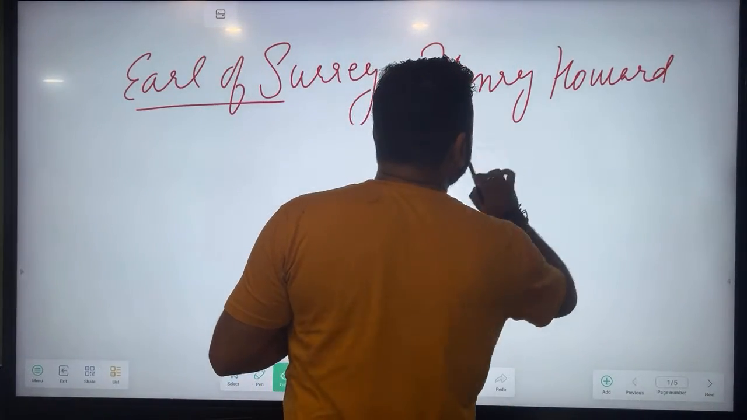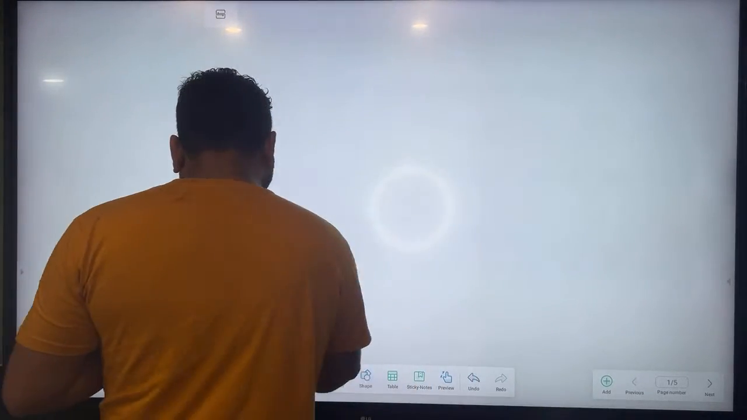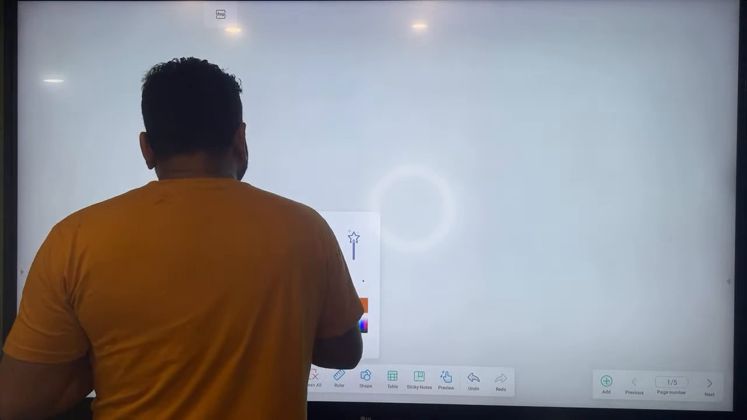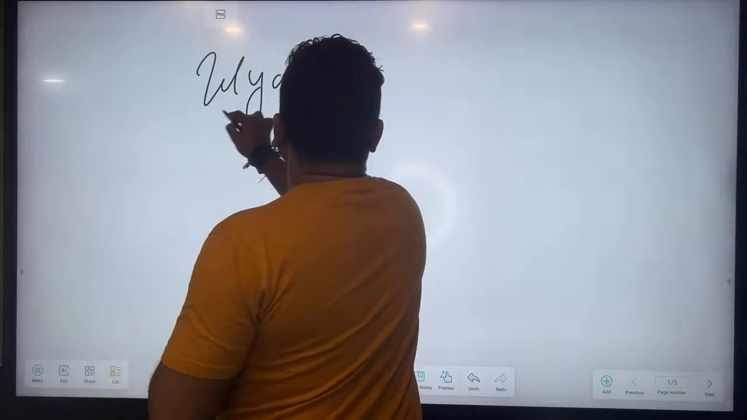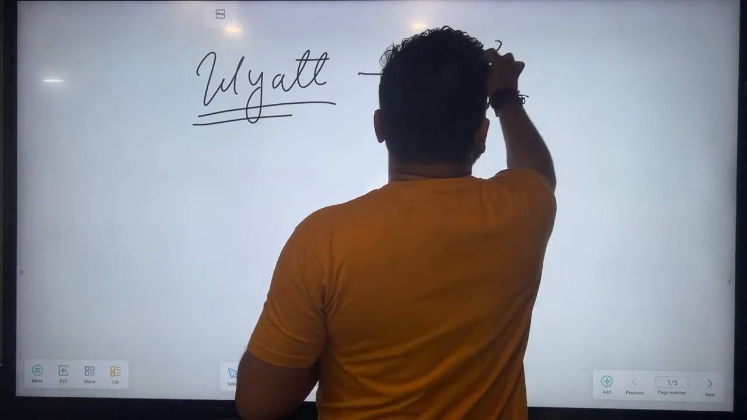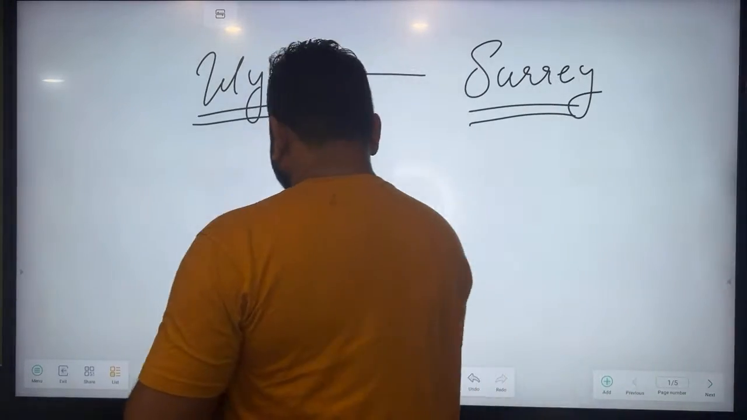Now what was the rhyme scheme of these two sonnets? This is also to be noted. The first thing, the sonnet style by Wyatt, the sonnet style by Earl of Surrey. What are the rhymings?